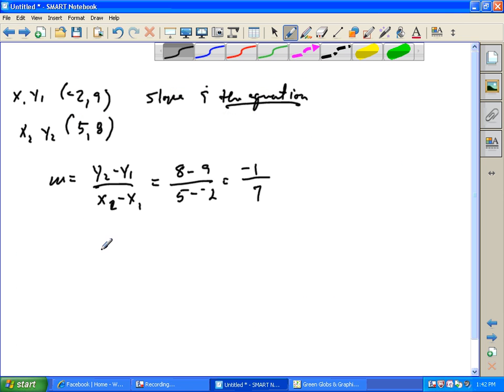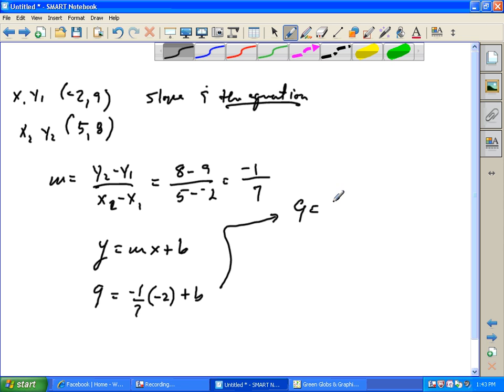Well, I use the formula that y equals mx plus b. This is one of the ways you can do it. I'm going to plug in one of my points as an x and y. So y is 9 when x is negative 2. And now I do some multiplication and some algebra. 9 equals 2 over 7 plus b.